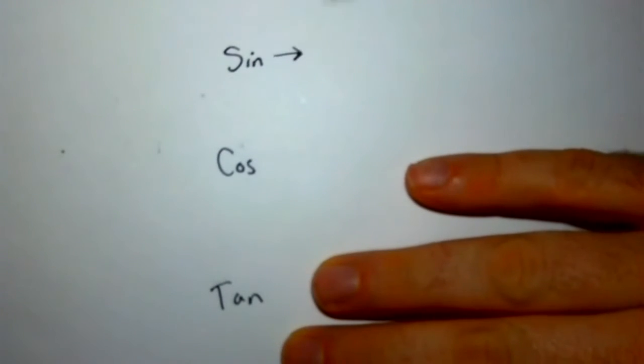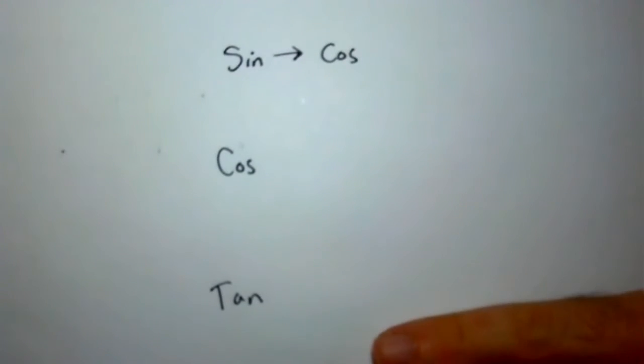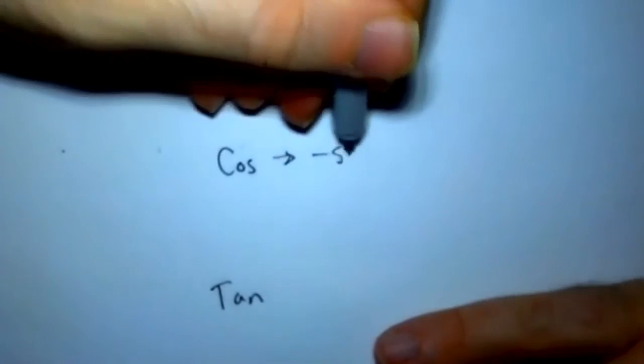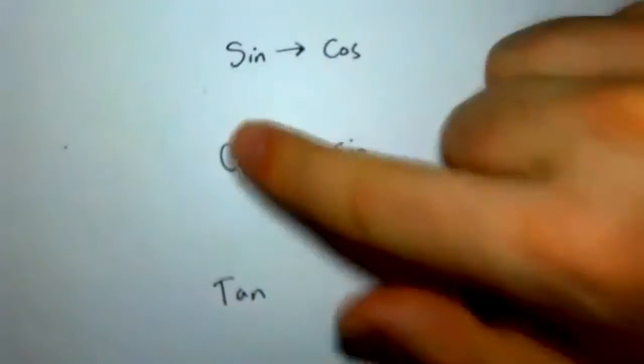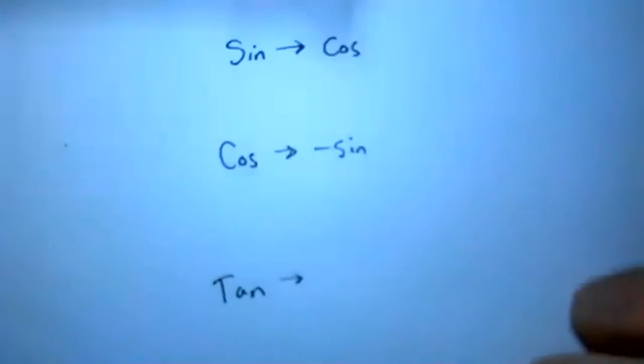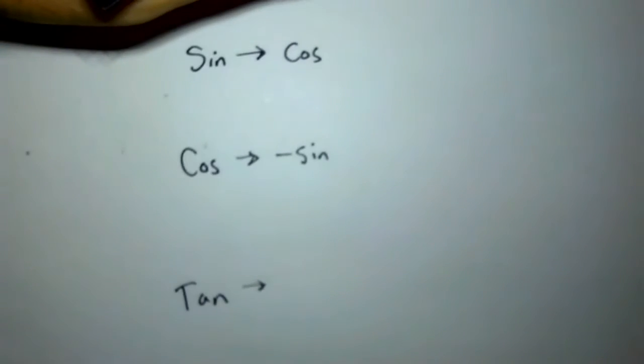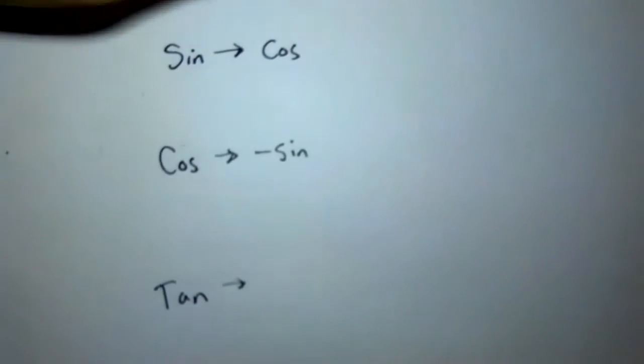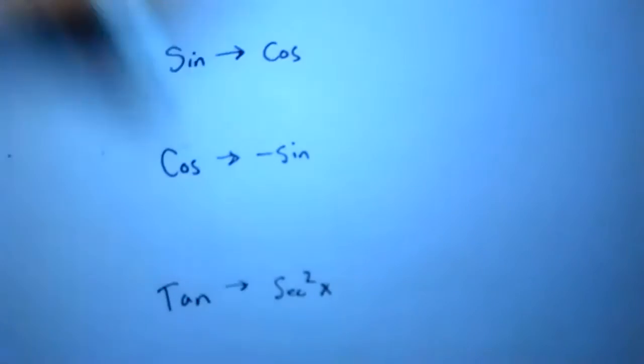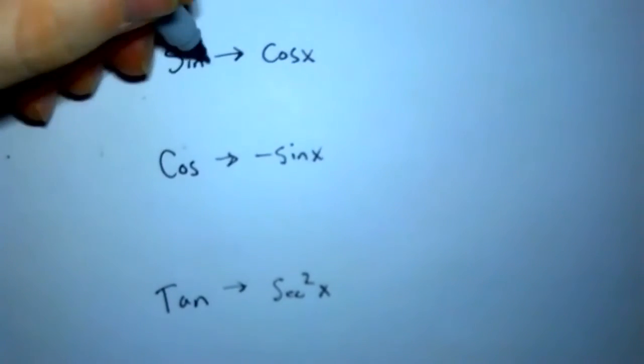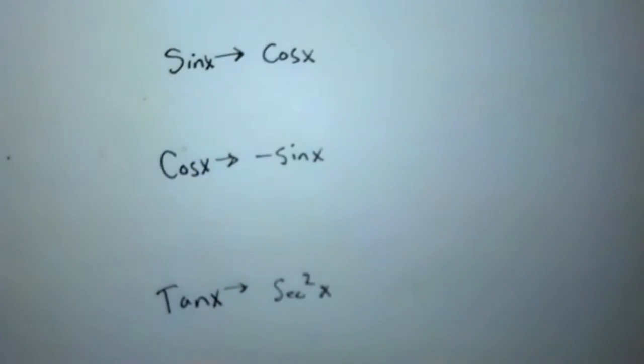So we know we have sine, cosine, tangent. And this is going to be the original function. And what's it go to? Sine goes to cosine. No problem. Cosine goes to negative sine. And these are all supposed to have x's with them, but whatever. Tangent goes to, anybody remember without cheating? Secant x squared. Good, secant squared. Guess I should put the x's in. All right, 3 down.